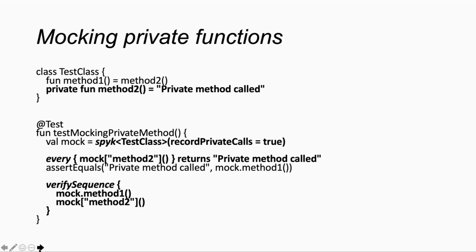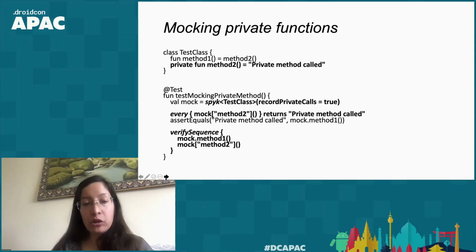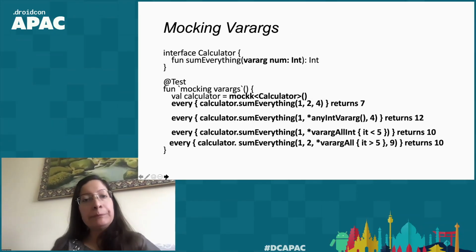Here I'm also using recordPrivateCalls equal to true. The reason is private calls don't get recorded, so you won't be able to check them in your verify construct. If you want to check them in your verify constructs, you need to use recordPrivateCalls equal to true. And you need to be sure that the method name which you specify in square brackets is exactly the same as your method name. Then you can do verification using any of the verify constructs available in MockK.